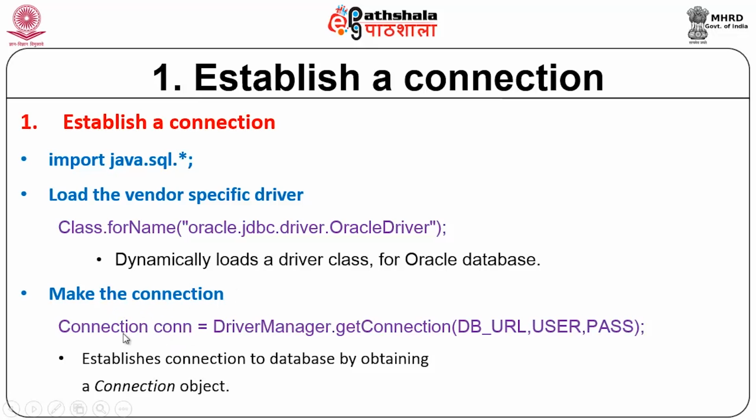Once you load the driver, you have to make a connection. To create a connection object, we have a class called Connection. The DriverManager manages the different kinds of drivers available on the machine, and it has a method called getConnection that returns a Connection object. You give the URL, the username and the password; the username and password are optional. Give the database URL or the DB name so that it can establish a connection, and once it does, it returns a Connection object.